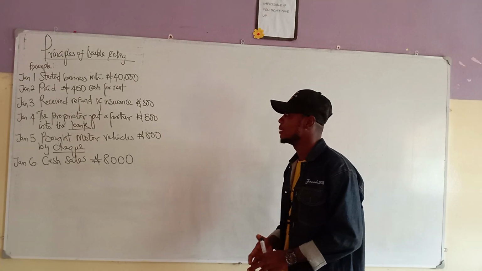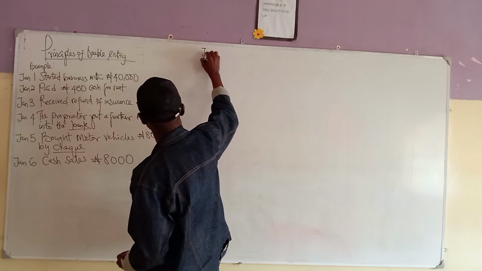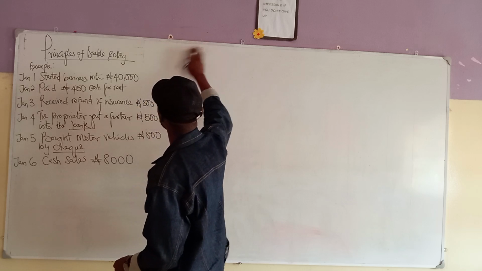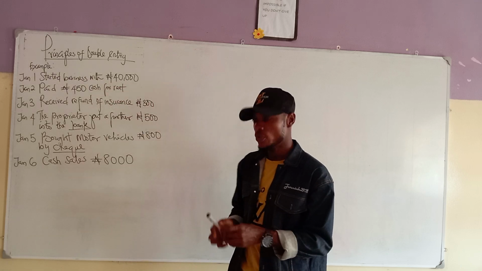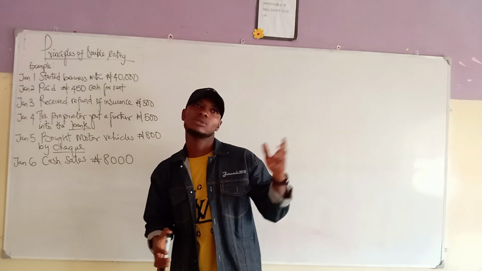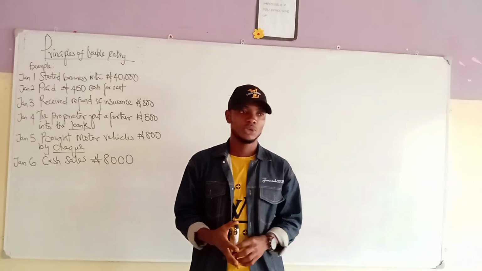Now let's take it step by step. The first one, we say January 1. Okay, let me read it first. January 1, started business with 40,000 naira. Now, if you can remember, go back to your early years in business studies. They talk about factors of production.